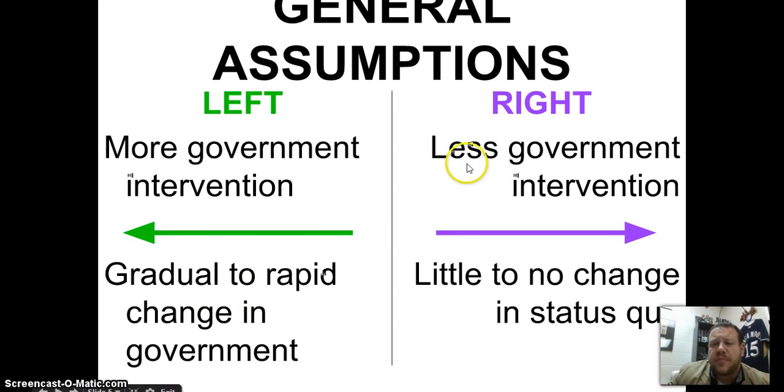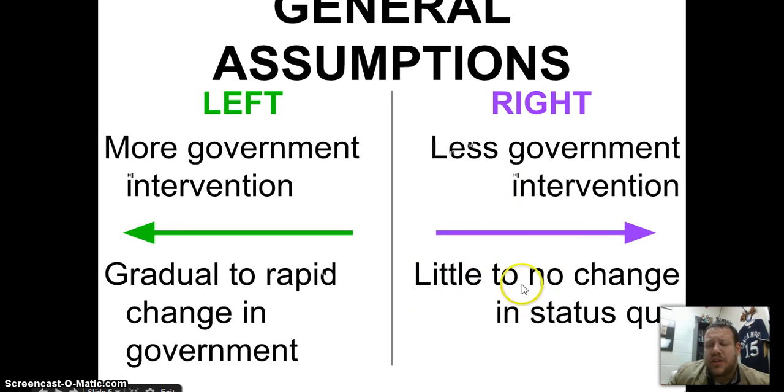If you're on the right, you want less government intervention. You want more decisions left up to people themselves. If you make a decision, that's your problem. The government's not going to deal with it. For a business, you don't have to have a certain price. You don't have to have a certain wage. That is your decision that you make versus the government making that decision for you.